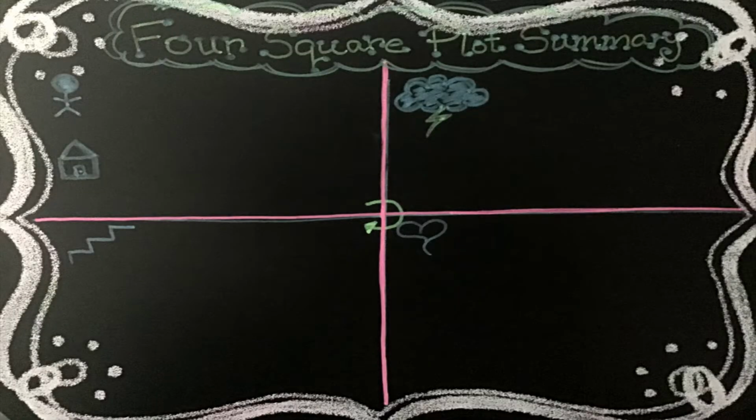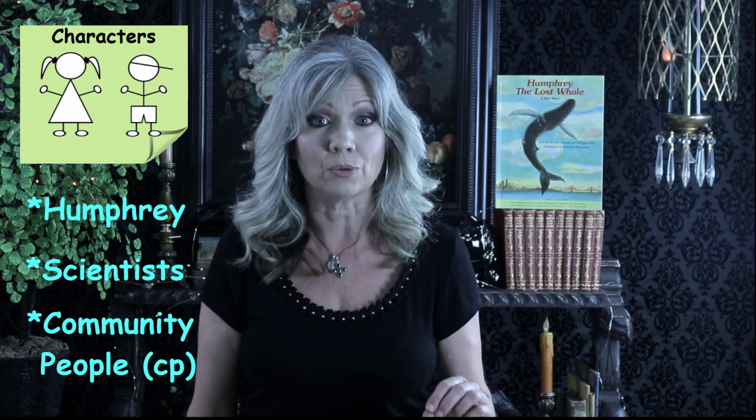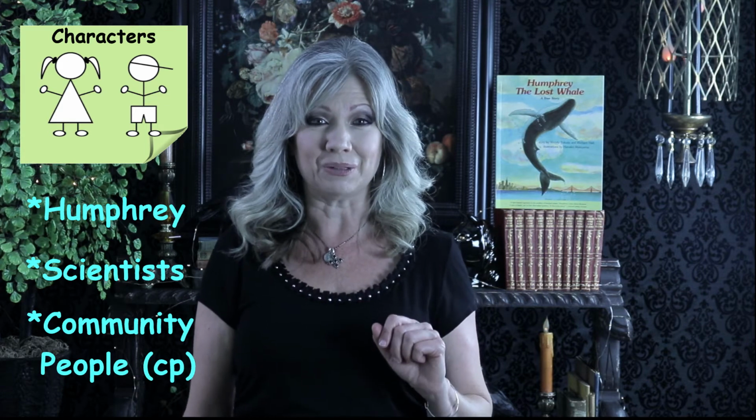So the first thing is our characters from our story. The main one being our star, Humphrey. That's right. Two other people that were very important were the scientist and the community people, because they helped as well with the rescue. So we have to include them too.